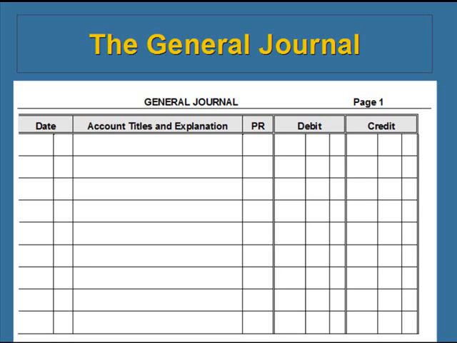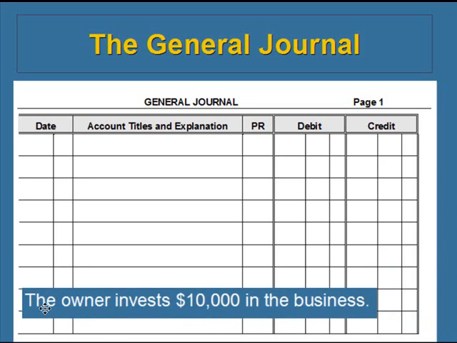This general journal is a book that contains all of the transactions of a company. So I'm going to bring in an example that we've had a look at already, and the example is this. The owner invests $10,000 in the business. When we look at this transaction, we know the two accounts that are going to change are cash and capital.